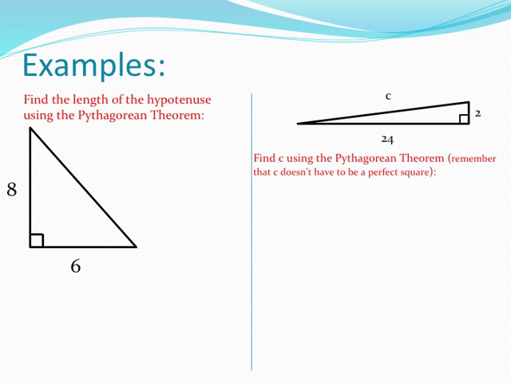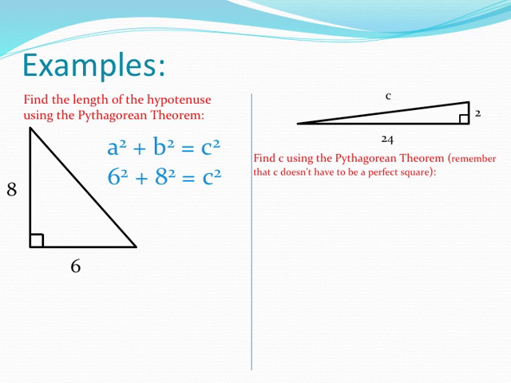So here's an example of a triangle on the left. One leg is 6 units long, and the other leg is 8 units long. And the question is, how long is the hypotenuse? So a squared plus b squared equals c squared. I'm going to call the side with length 6 a and the side with length 8 b. And c is what I'm trying to find.